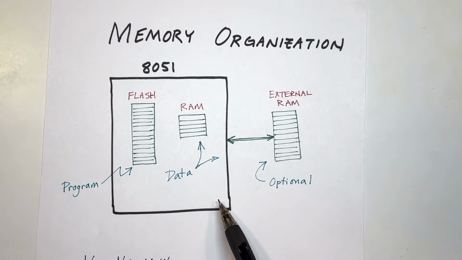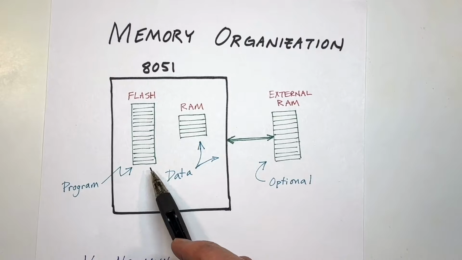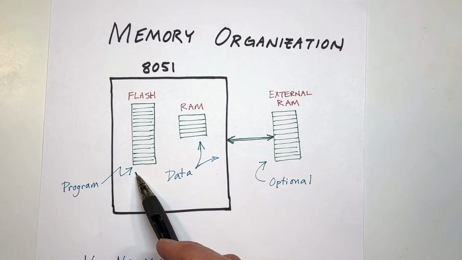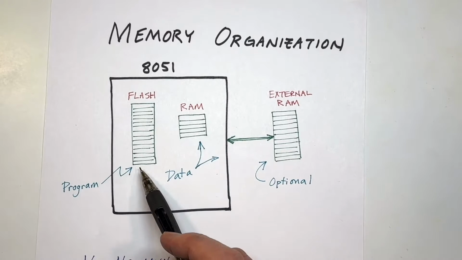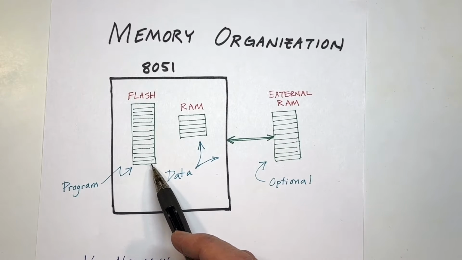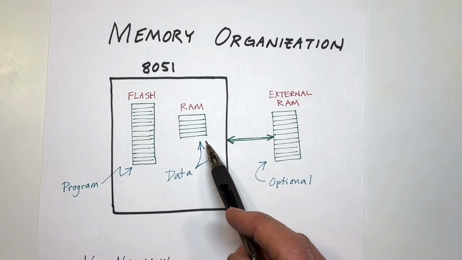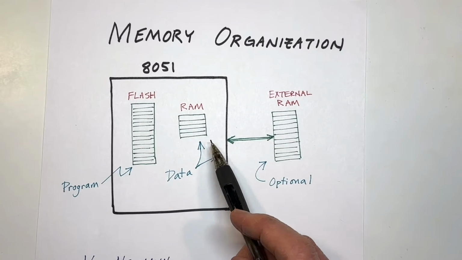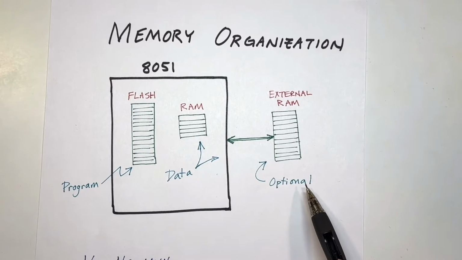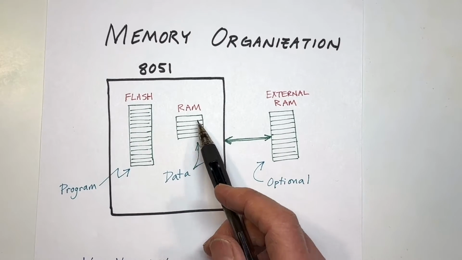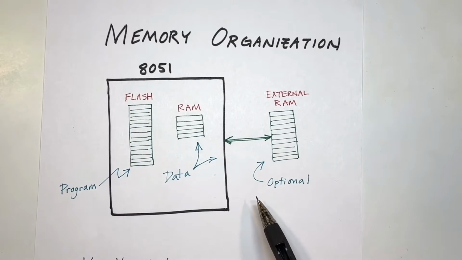Inside the chip, you've got two kinds of memory. You've got the flash memory, which holds the program, and you've got some RAM, which holds the data. So the flash memory is written when you so-called program the chip. You write your program into that, and then during normal execution, the flash memory is not changed. It's read-only. The data memory is very small, and in addition, you can have some external RAM, which is optional, and many applications could get by with the small amount of RAM that's on the chip.